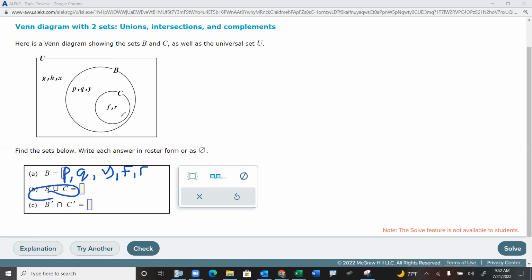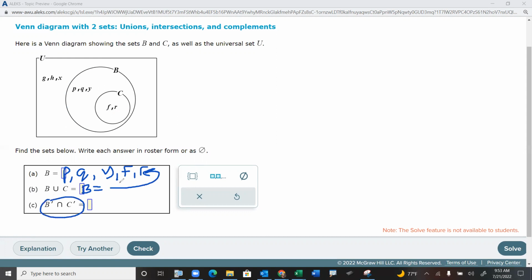And then B union C means everything in B and everything in C. And that's just going to be the same thing. So, I guess I could just say it's equal to B, or all of that stuff there, P, Q, Y, F, R.